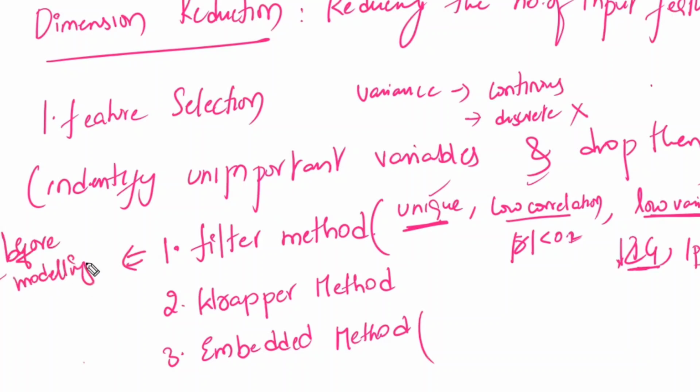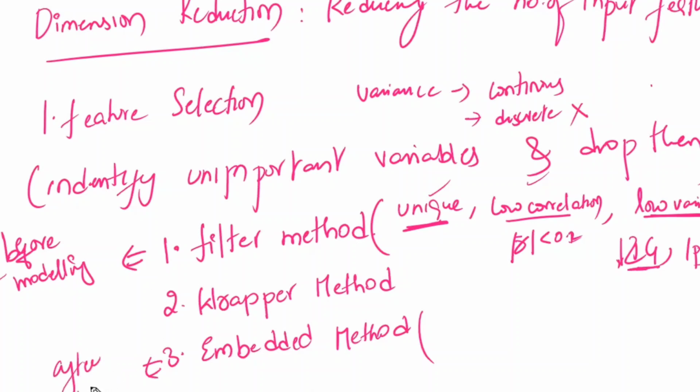Before modeling, that too before train test split only. Before train test split only, you have to remove the unimportant variables. Right? Now, whereas embedded methods, this will be done after modeling. The model will tell you which are the important parameters.